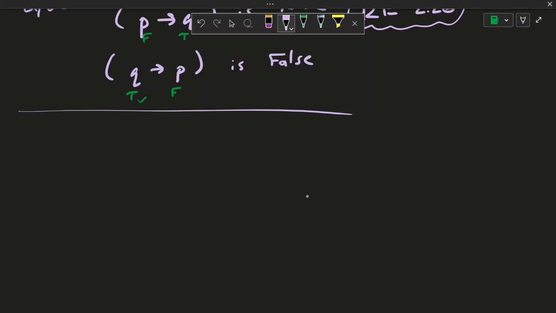All right, and the last operator that we're going to learn in this section is the biconditional. Definition 2.28.